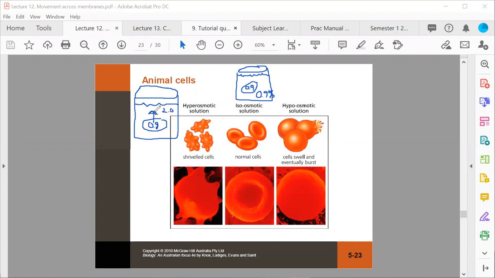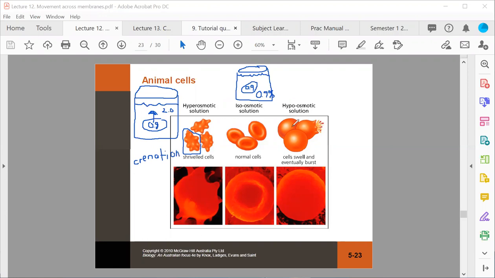Yep. Absolutely right. And because water is moving out of the cell, those cells will shrivel, as you can see there. They will shrivel up. And this is what you would see if you were actually looking at these cells through a microscope. Okay, so that process is called crenation, when the cells shrivel up like that. So remember, we're talking about animal cells here.